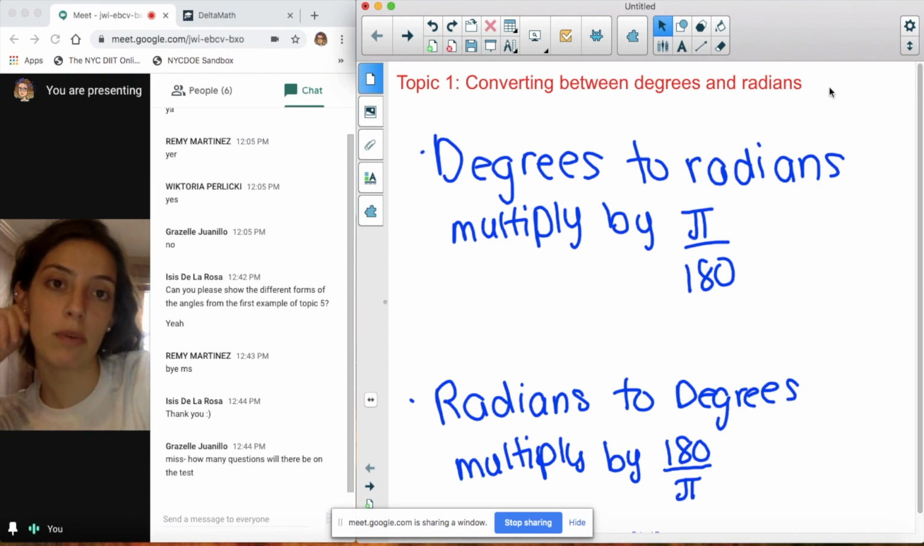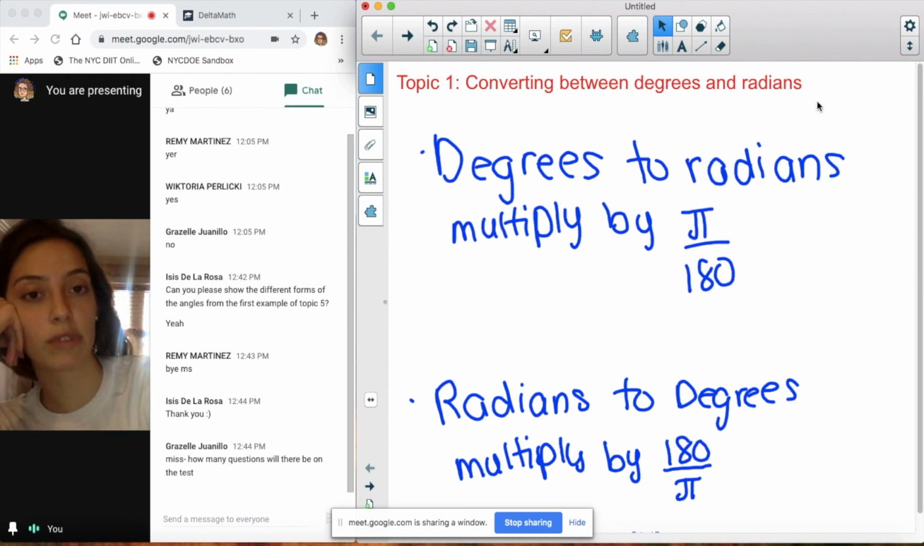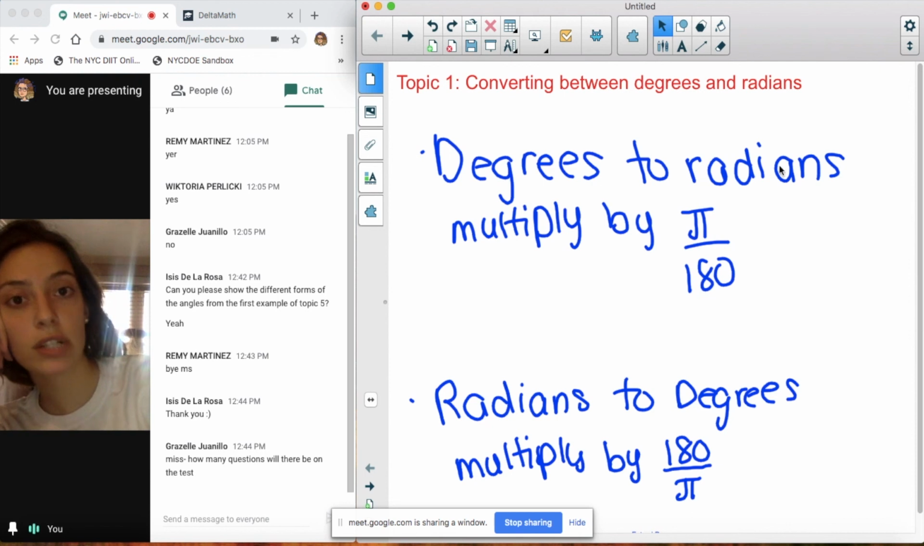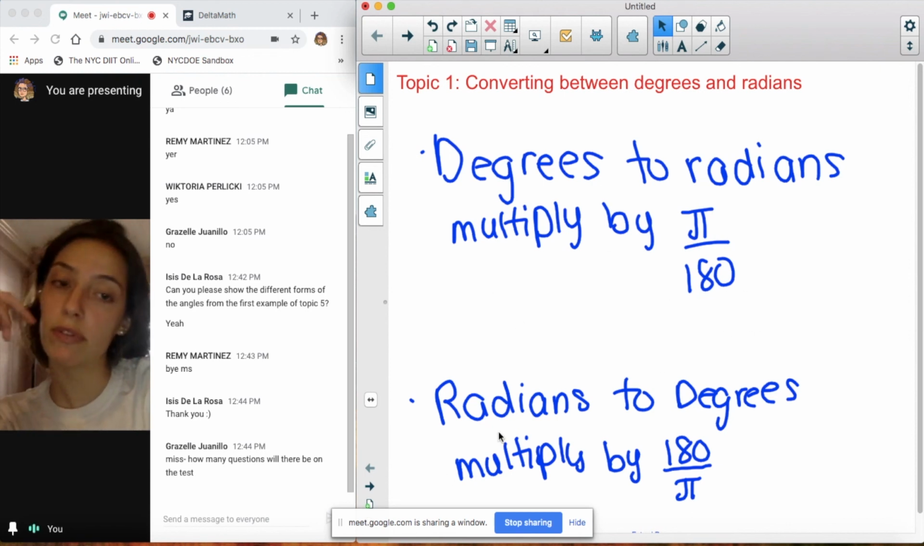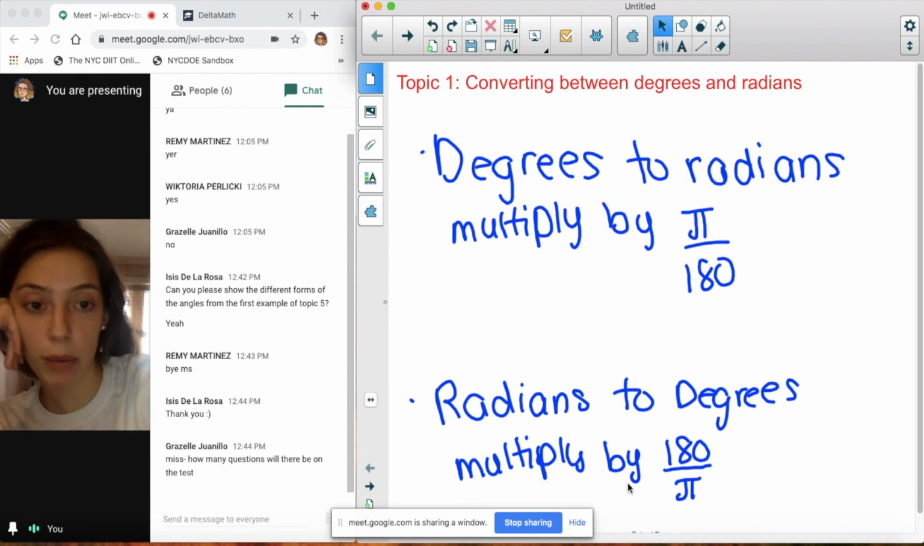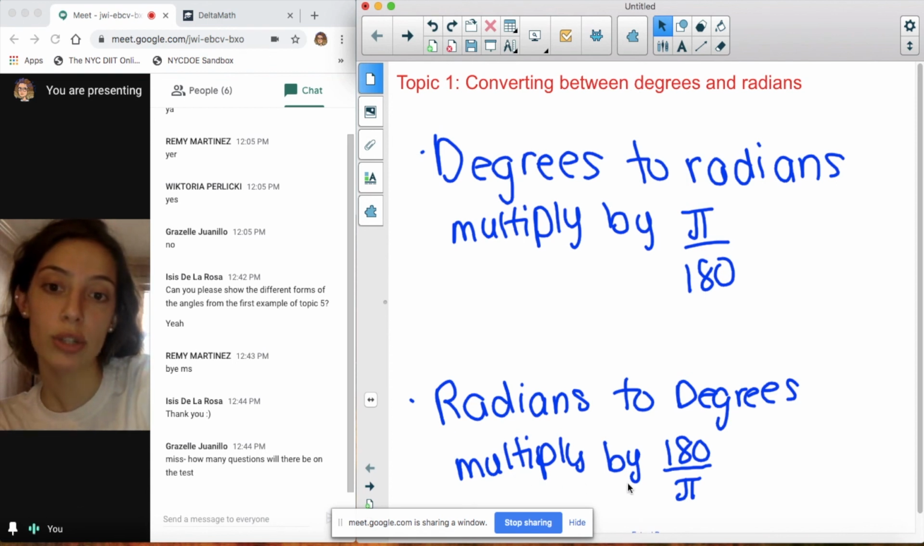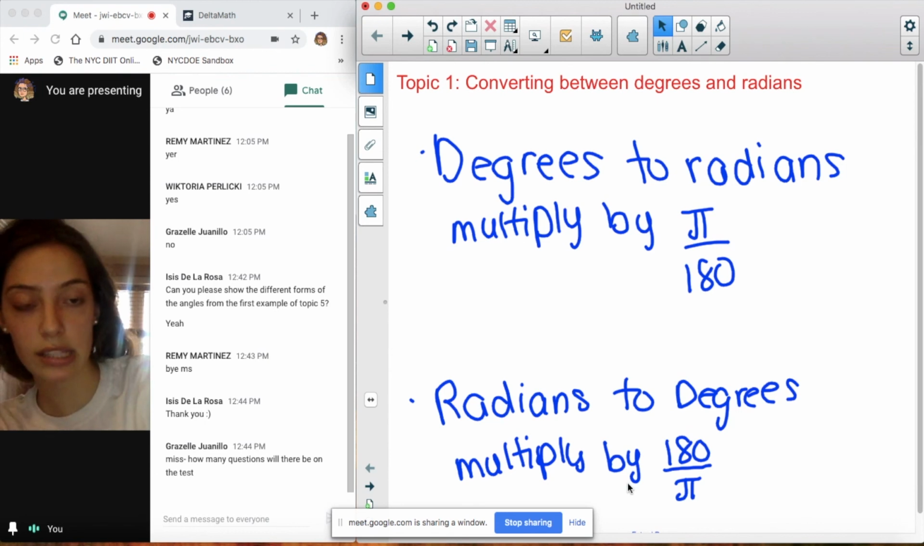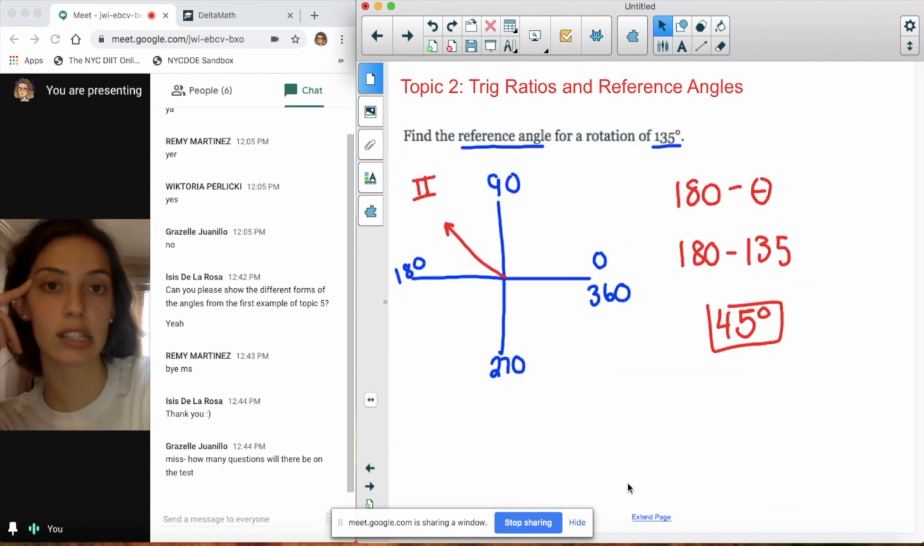So for topic 1, it's converting between degrees and radians. To go from degrees to radians, you multiply by pi over 180. To get from radians to degrees, you multiply by 180 over pi. I'll do some other examples other than the ones that we just did, so I'm going to go to the back.